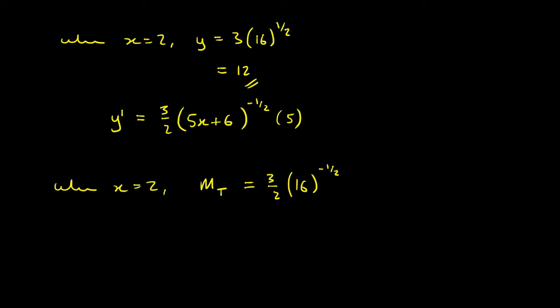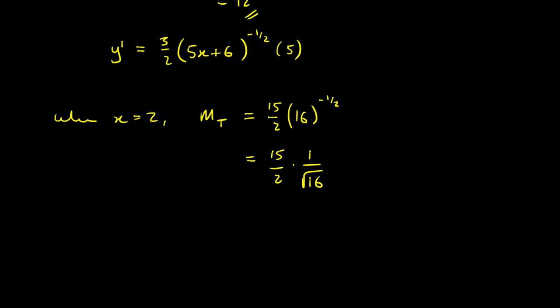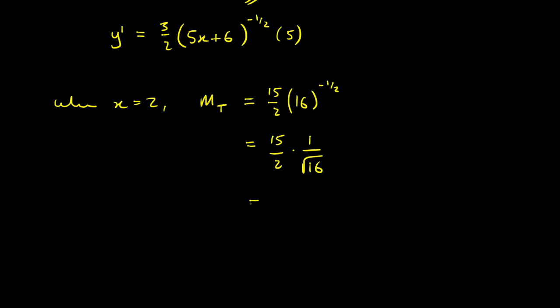Well, I'll do 3 times by 5 over here, I think. Should have simplified that earlier. That would have been better. 3 times by 5 is 15. All right. Now, what does the power of negative a half mean? It means 1 over the square root. So this is 15 upon 2 times by 1 over the square root of 16. The square root of 16 is 4. So this is 15/8, right? Ooh, 15/8.